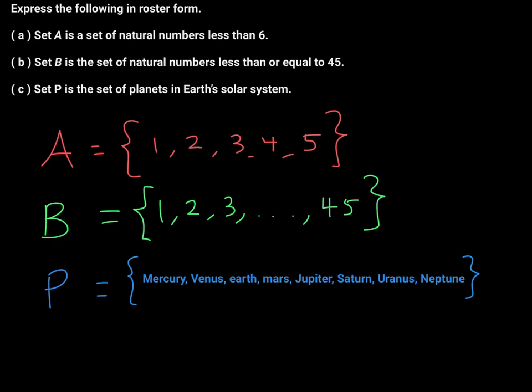Don't forget Pluto. A while back, Pluto was kind of kicked out, wasn't it? It was reclassified as, I think they call it, a dwarf planet. So sorry, Pluto's not included here anymore. But anyway, this is an example of roster form. The big idea is that you're using braces and you are separating all of the elements by using commas.